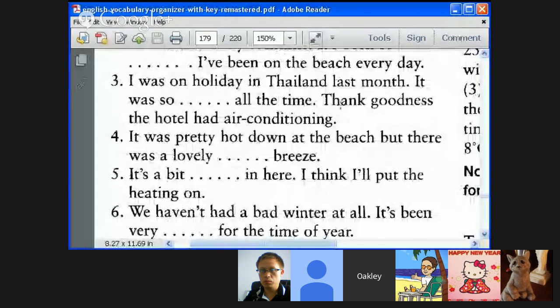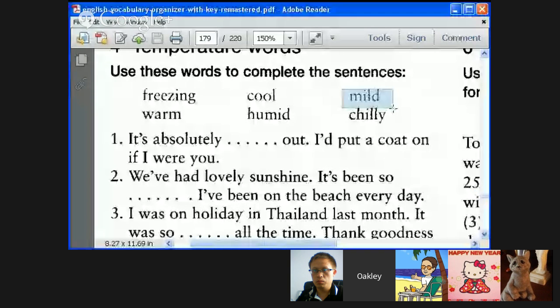Mild, very good. We often use mild to describe a longer period of weather. It's been a very mild winter. It's very common. It can be a mild day or a mild afternoon. Mild meaning pleasant, not too hot, not too cold. Mild, in this sense of talking about weather, is generally good. It's good weather.